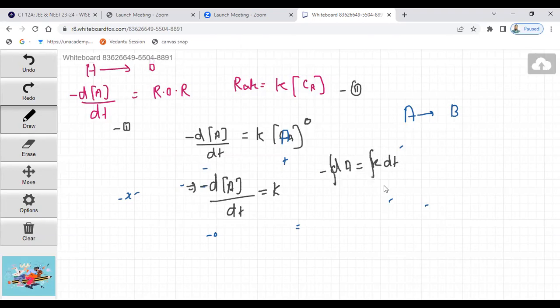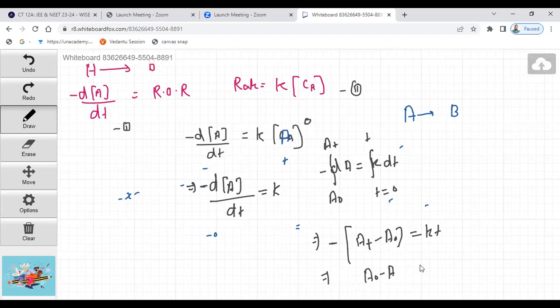Integrate both sides. At time t equal to 0, the value will be A naught. At time t, the value will be At. So you will get minus At minus A naught, which is the final limit, equal to k into t. So you will get the result that A naught minus At is equal to kt. Please write down this. After that, I will discuss once again for the same.